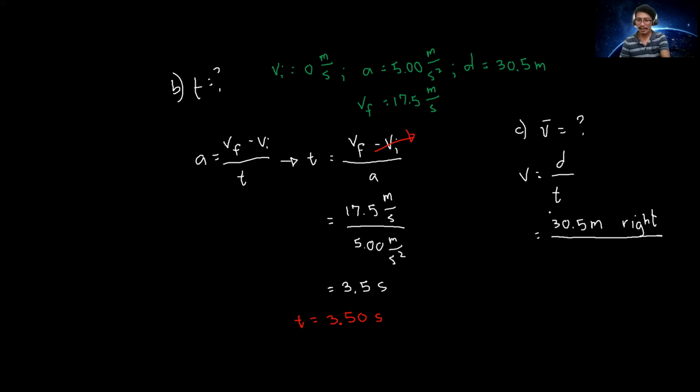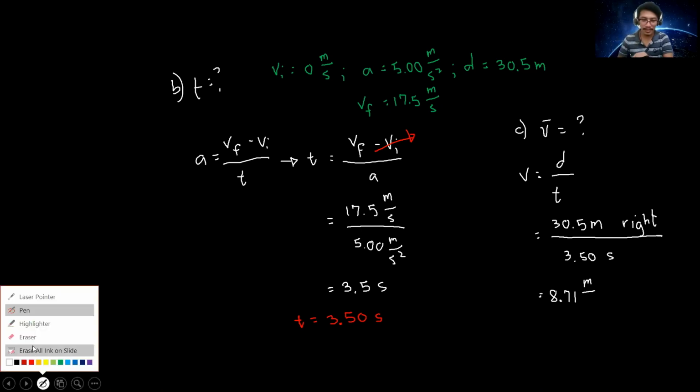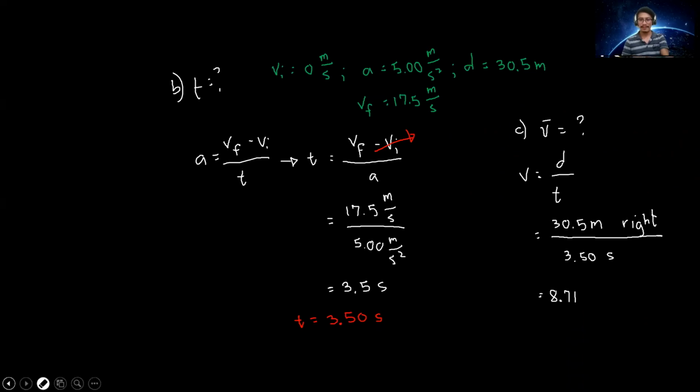And then the total time, what is the total time? 3.50 seconds. And that will give us 8.7142 and so on meters per second going to the right.